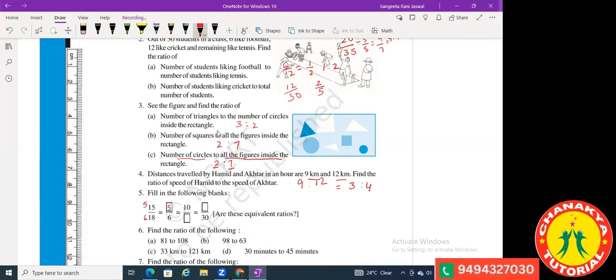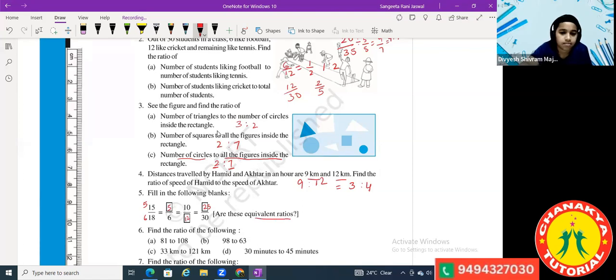Yes, so when I multiply 5 with 2, I get 10. So when I multiply 6 with 2, I get 12. Now again this one. Ma'am, if I multiply 6 with 5, I get 30. So similarly, the same number I'll have to multiply with the numerator also. So 5 times 5 will be 25. Okay. So got it? So ma'am, these are all equivalent ratios.